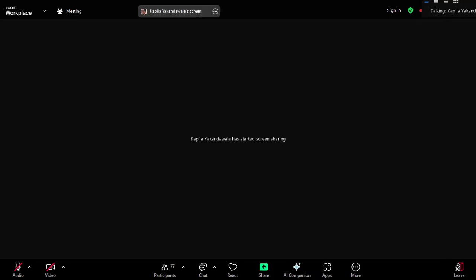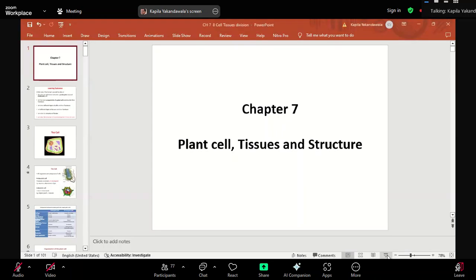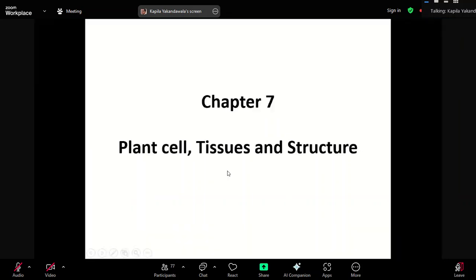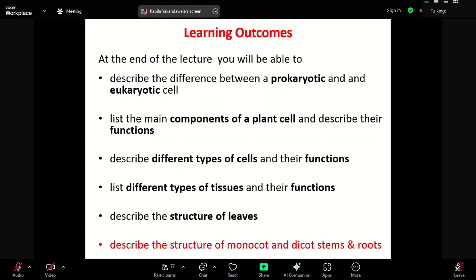Right. With that, let me move to the last two chapters: plant cell, tissues, and structure. ILO: at the end of the lecture, you should be able to describe prokaryotic and eukaryotic cells, and the difference between them. Components of the plant cell and its functions.